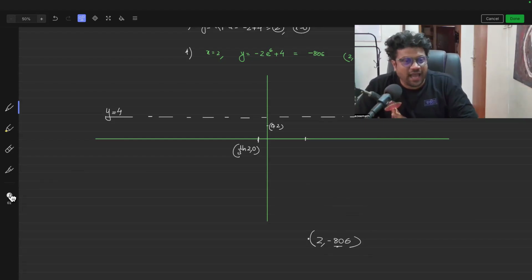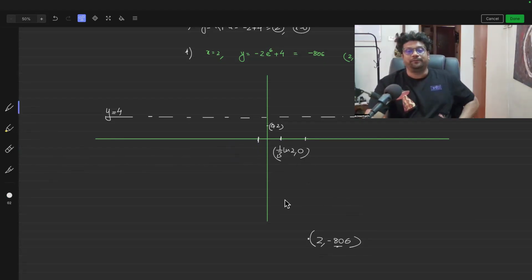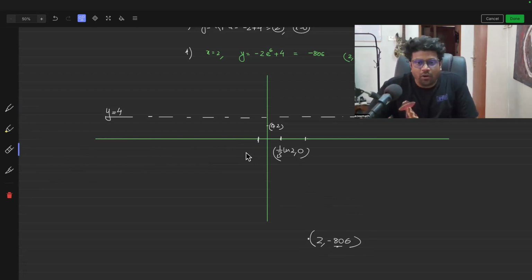One mistake I see, I have spotted the x-intercept wrong. It is on the negative x-axis here for me, but it's supposed to be on the positive x-axis. So it's going to be somewhere here, (1/3 ln 2, 0). That's where it would be. So there it is. All points spotted.